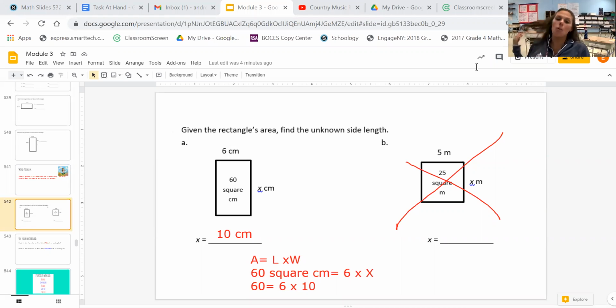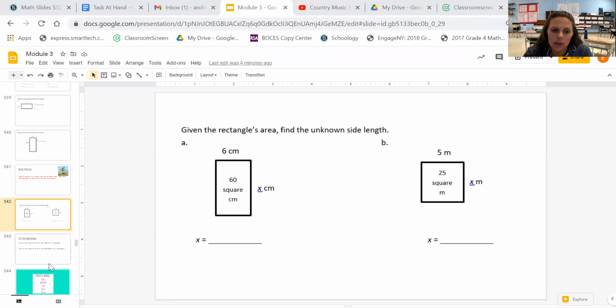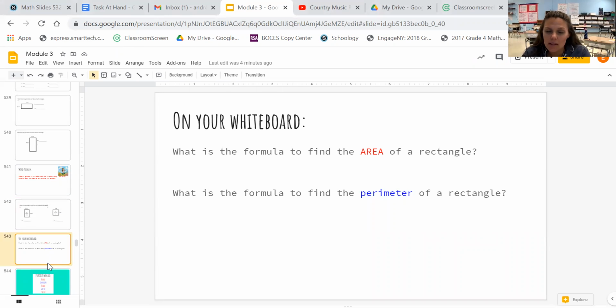Okay, so what I'd like you to do now, if you're at home, you're going to email me this. What is the formula or the steps we take to find the area of a rectangle? And what is the formula to find the perimeter of a rectangle? If you're in your classroom, you're just going to hold it up and show your teacher. This is kind of like your exit ticket, just to see what you know. Thanks for working hard, friends, on area and perimeter, and I will see you tomorrow.